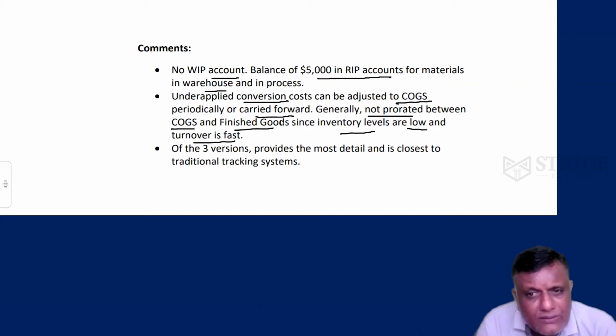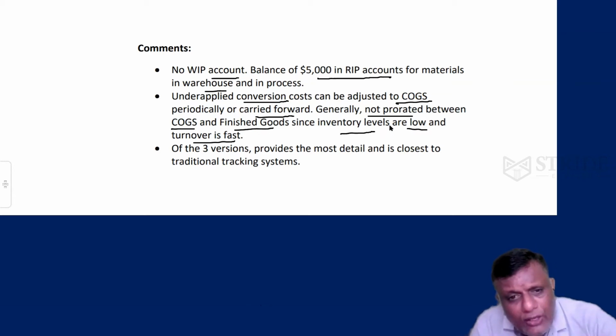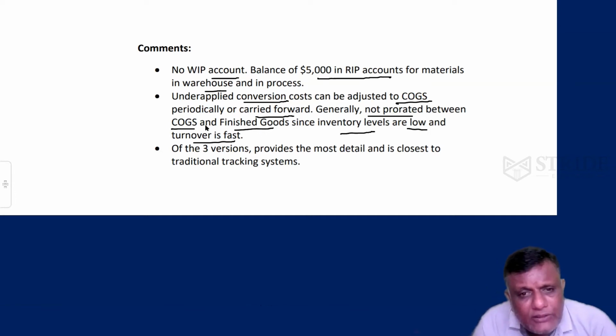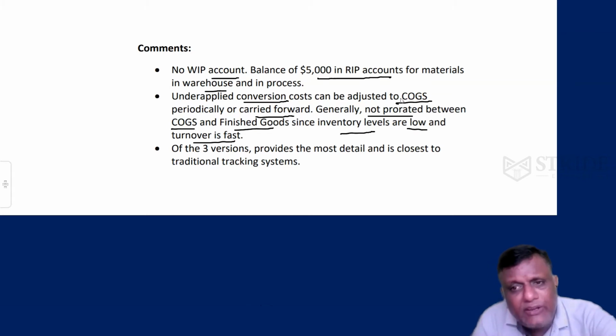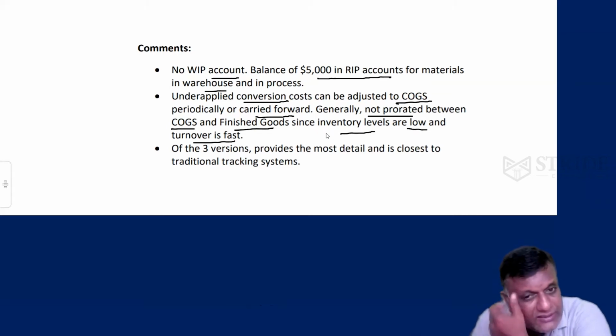Please carry forward. Suppose inventory levels are very high, then pro rata. Inventory turnover is very slow, pro rata. When the inventory levels are very low and fast, don't pro rata the under applied conversion cost between COGS and finished goods. Please transfer straight away to the COGS account or carry forward to next season.